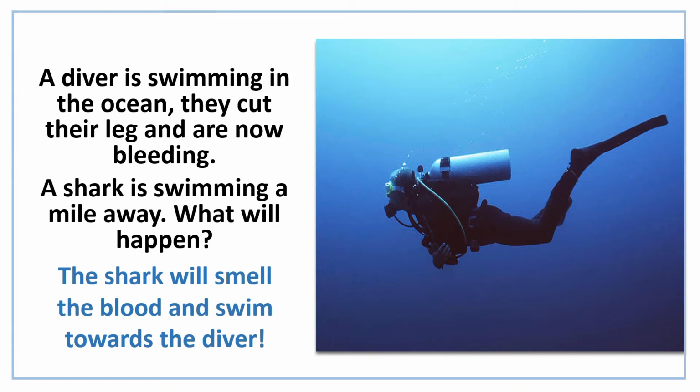Because, by a process that we're going to learn about, that diver's blood will mix in with the water in the ocean, and it will just continue to spread over a very, very large distance, including covering that mile. So eventually that blood will spread over a mile away, it will reach the shark, and then the shark is going to be able to sense that and sense where it's coming from. That happens by the process known as diffusion.